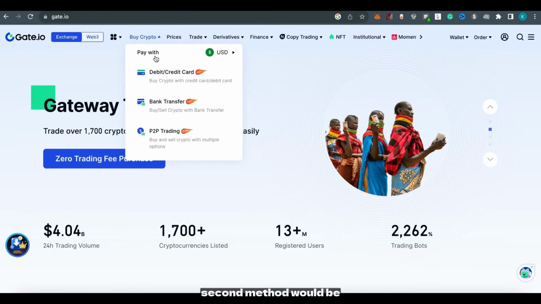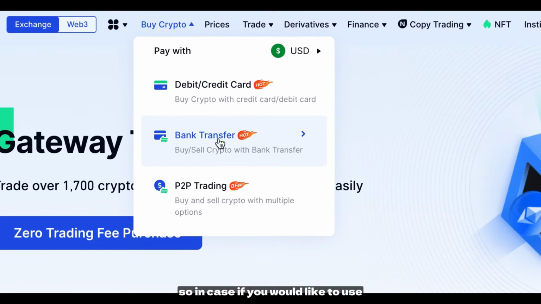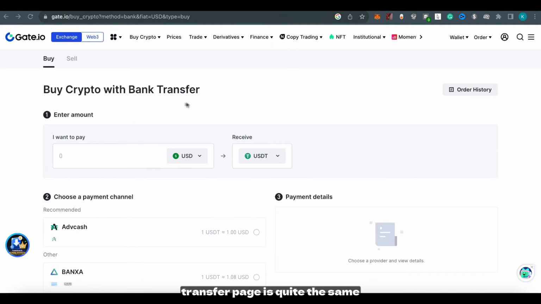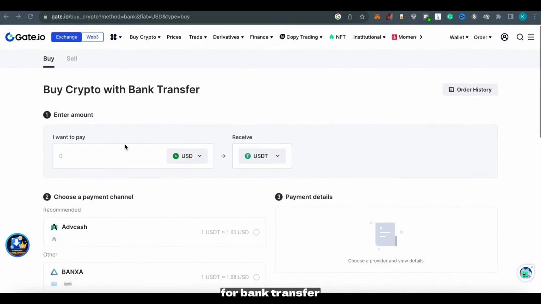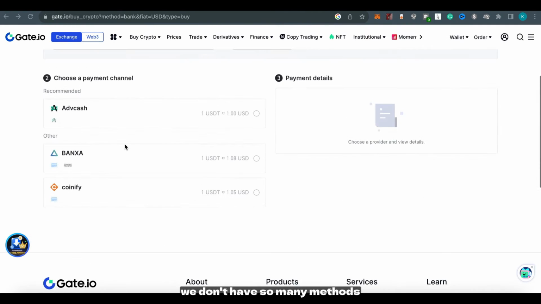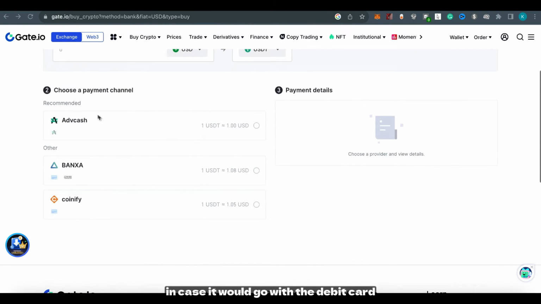The second method would be the bank transfer. If you would like to use this type of payment method, just click on that. The transfer page is quite the same as the debit and credit card one. So you also need to enter the amount that you would like to pay for crypto, and we have the payment channels. As you can see, for bank transfer, we don't have so many methods, but at the same time, we have seen that for Cash, the rate was a bit high if we went with the debit card. For the bank transfer, it's going to be lower.